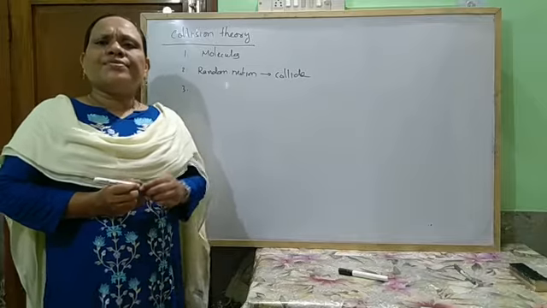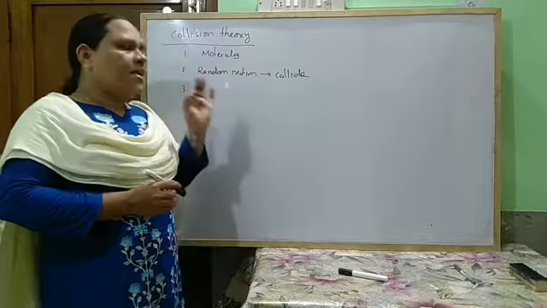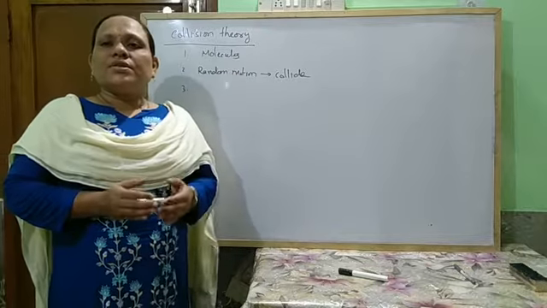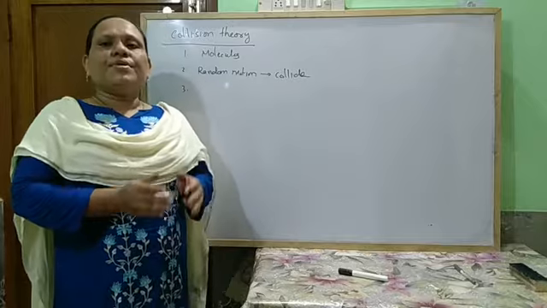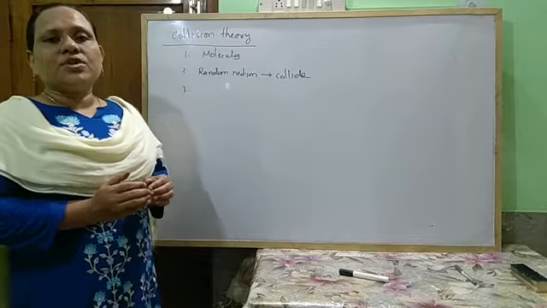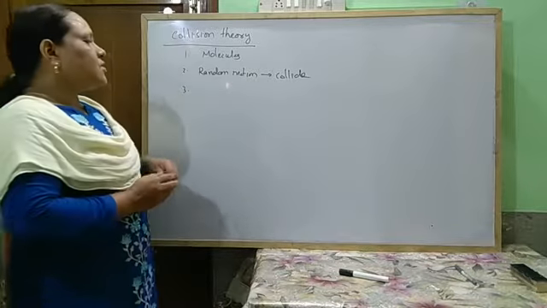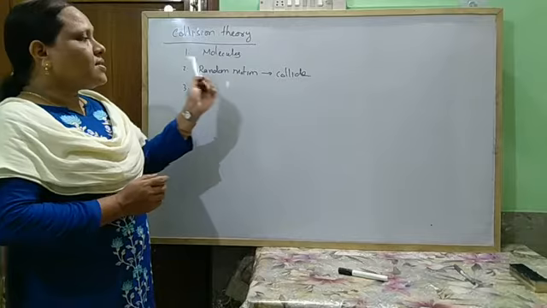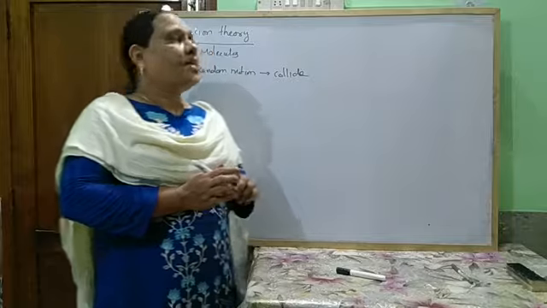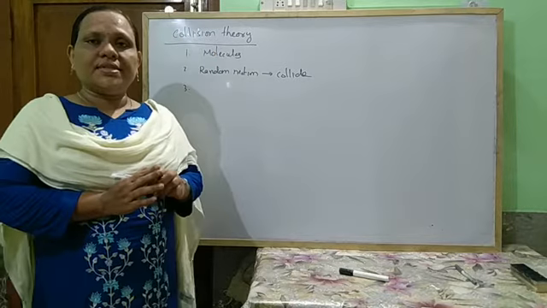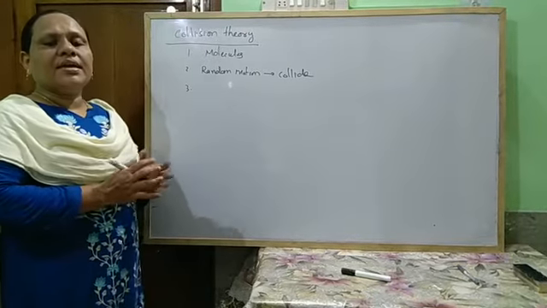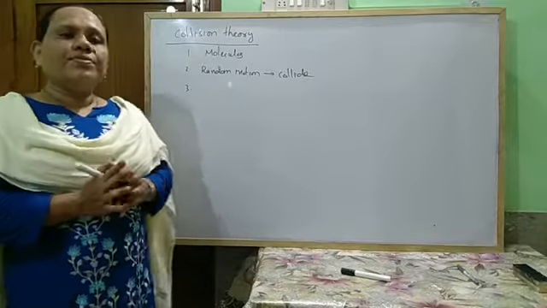The number of collisions that take place in unit volume per unit time, that is, the number of collisions per second per unit volume, is known as collision frequency. So the number of molecular collisions in unit time in unit volume is known as collision frequency.